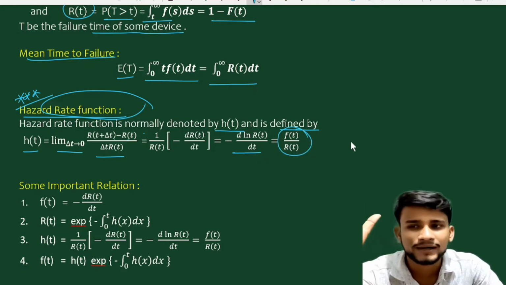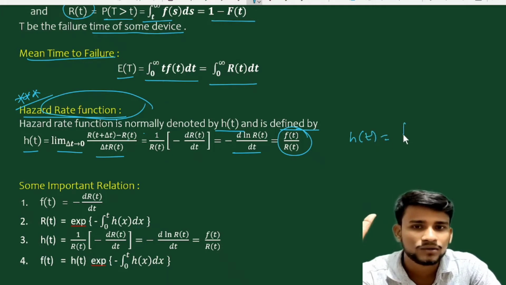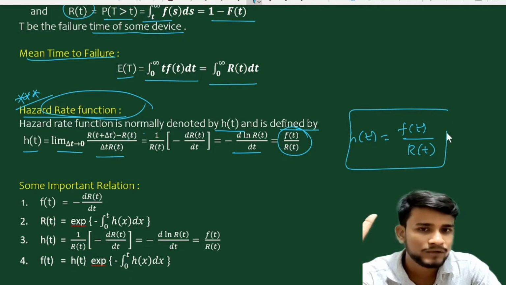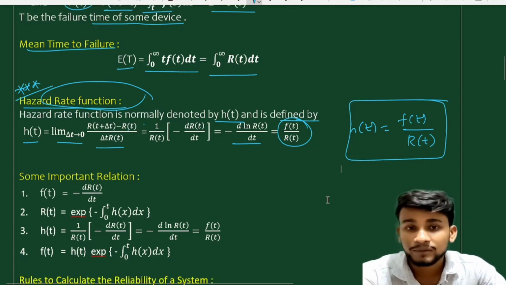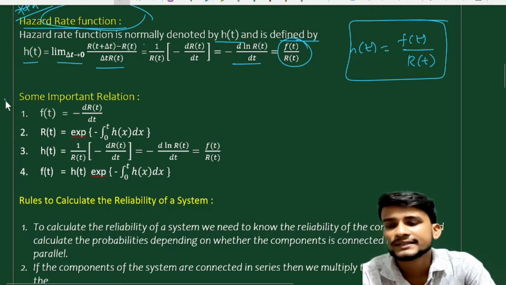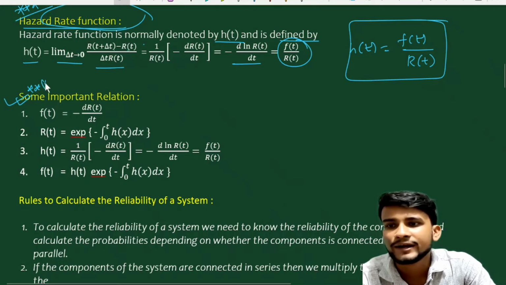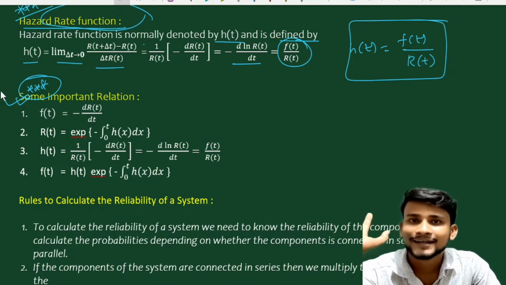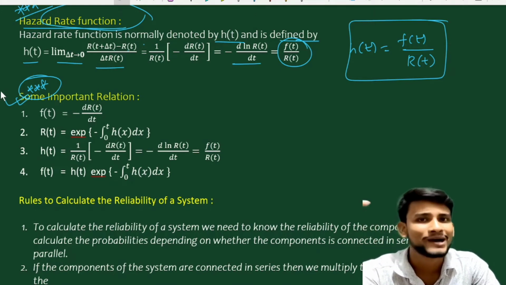You just remember this thing: h(t) equal to f(t) by R(t). This is the definition and you have to remember it. Some relations are very important, and if you remember these relations, then you are done. You can get an opportunity to get 4.75 marks in the CSIR NET exam.